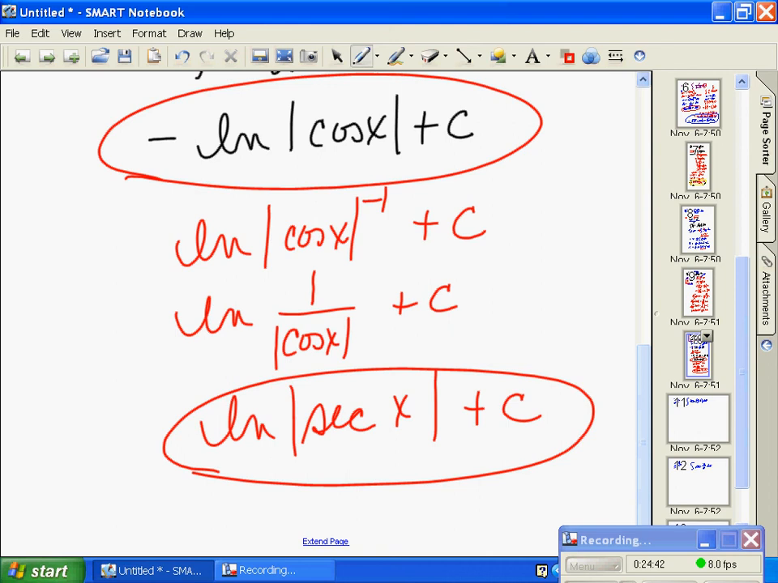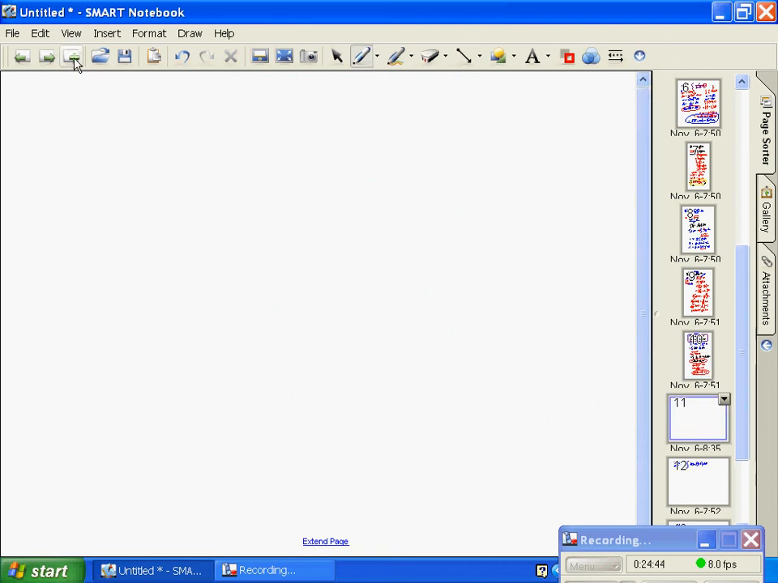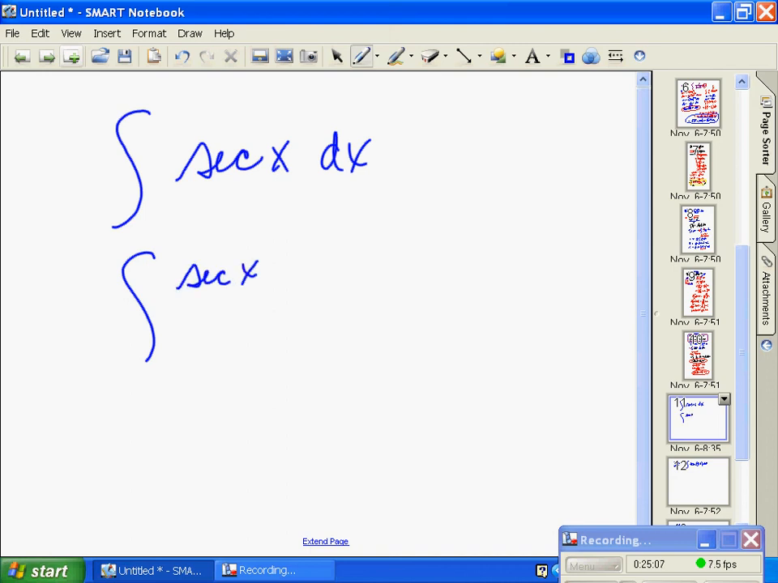Now, I want to also insert another one. I want to show you how we can derive the integral of secant. And I'll be truthful with you. The ones on the left side, the left column, are the ones that are really used the most. Secant of x dx. Well, to derive this one, it's not real intuitive. You have to multiply by 1.